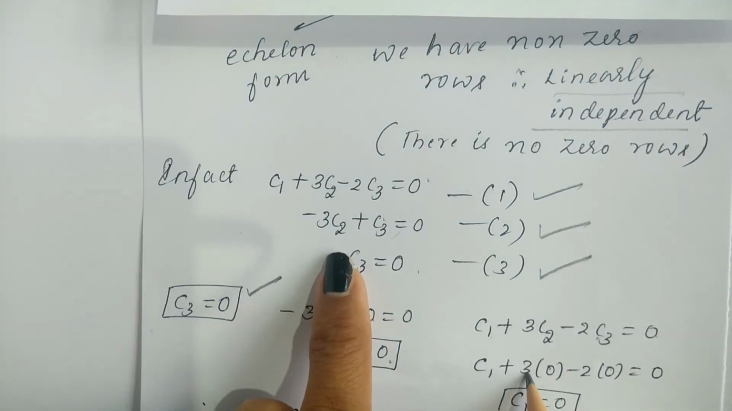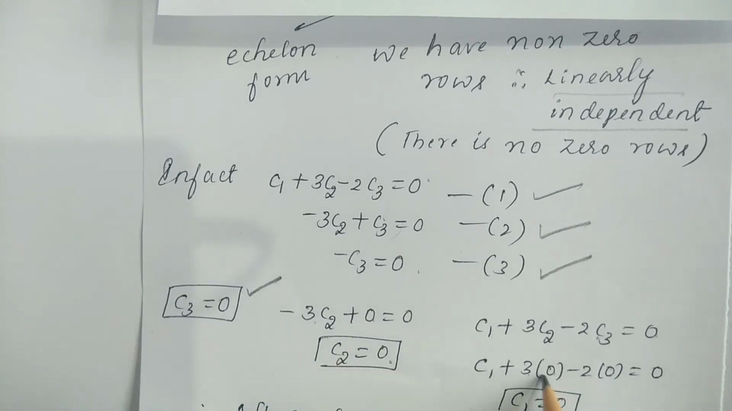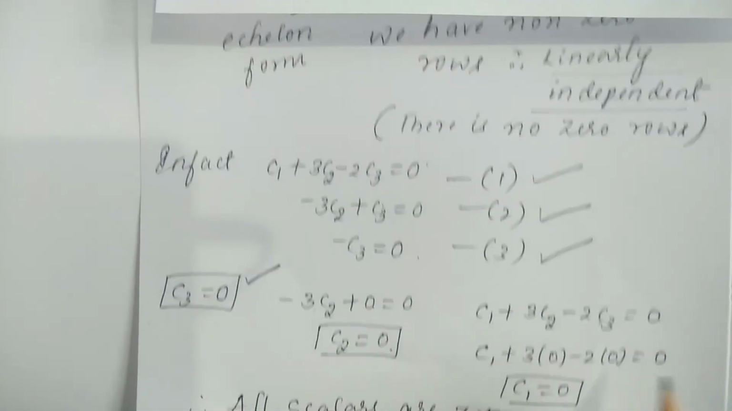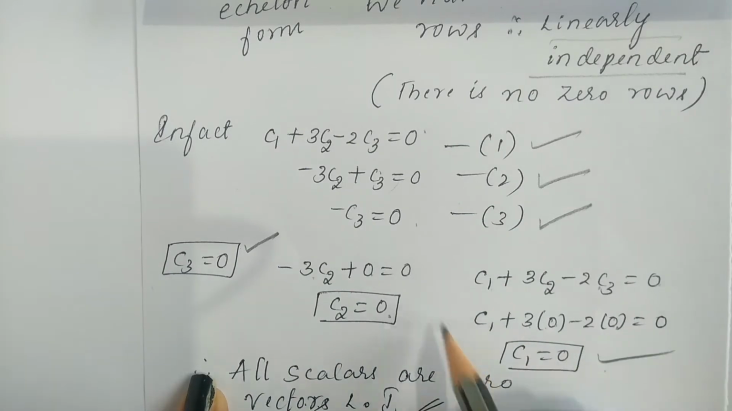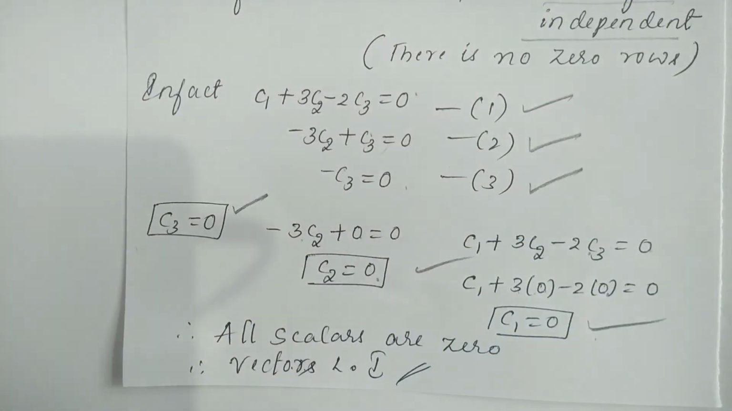Here C1 plus 3 into what is C2? 0. Minus 2 into what is C3? 0. So 0 into anything is 0. We get C1 is also 0. So C1, C2, C3, all the scalars are 0. So it means what? All the scalars are 0. Therefore, the given vectors are linearly independent. Is it clear?